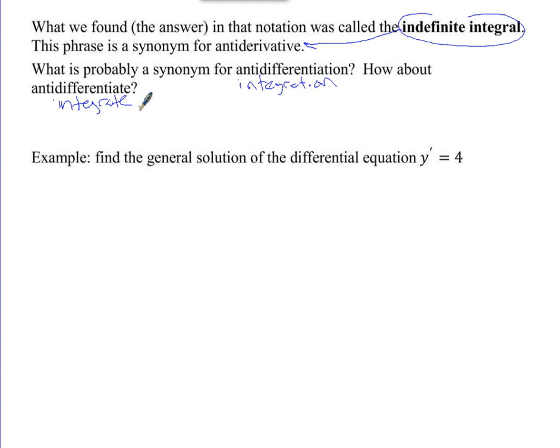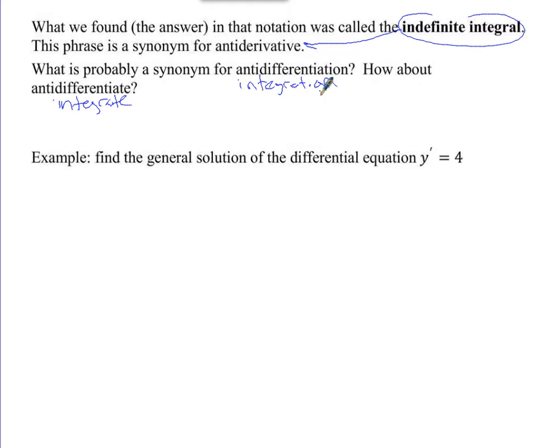So the verb antidifferentiate, to antidifferentiate would be to find the antiderivative. Integrate is the verb for what we're going to be doing. It means the same thing as antidifferentiate. To integrate means to find the integral. Okay? The integral right here. To integrate means to find the integral. The process of doing that is called integration. So that's your vocabulary that you're going to be using for pretty much the rest of the year. We have derivative, differentiation, we have integral, and integration.